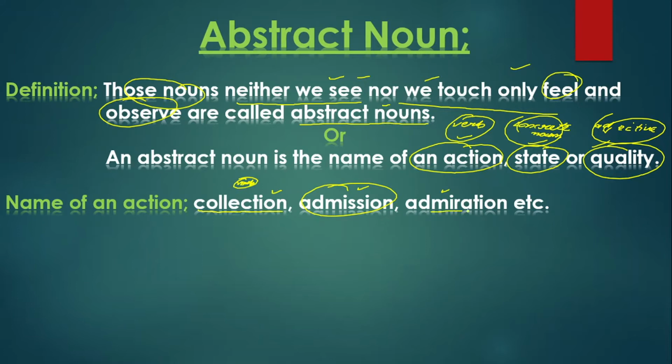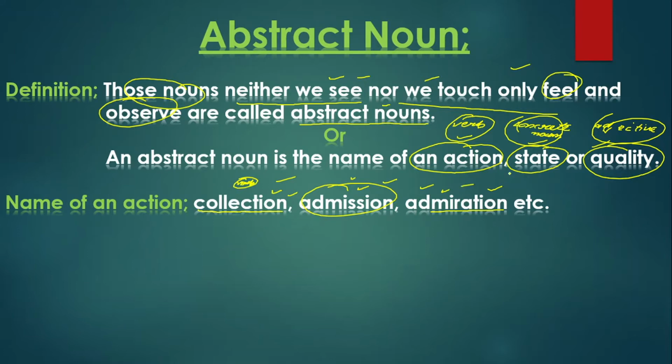In the same way, admiration: when you are admiring someone, everyone can judge that he is admiring. Admiration is the name of admiring someone. That is the name of an action, so it is taken from a verb. It is taken from the word admire, admission is taken from the verb admit, and from collect, collection is made. From admit, admission is made. And from admire, the word admiration is made.